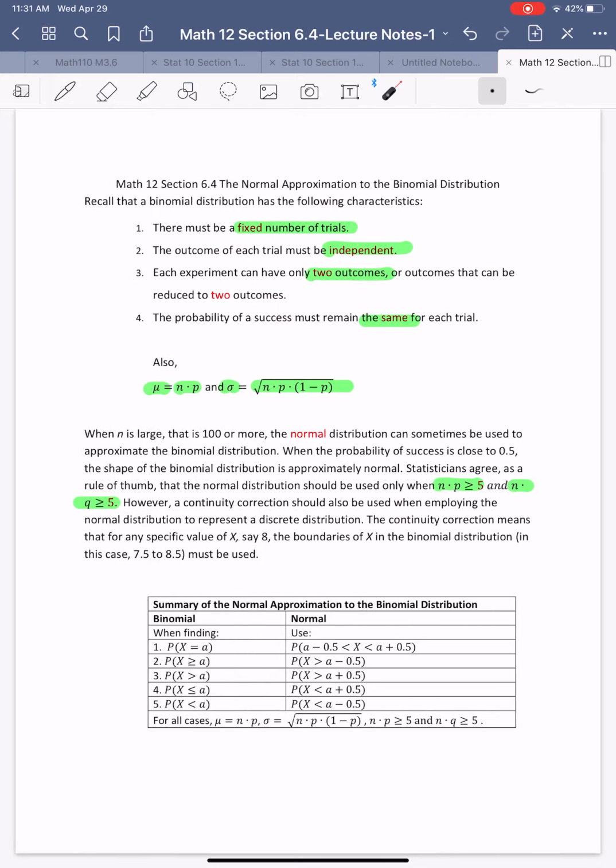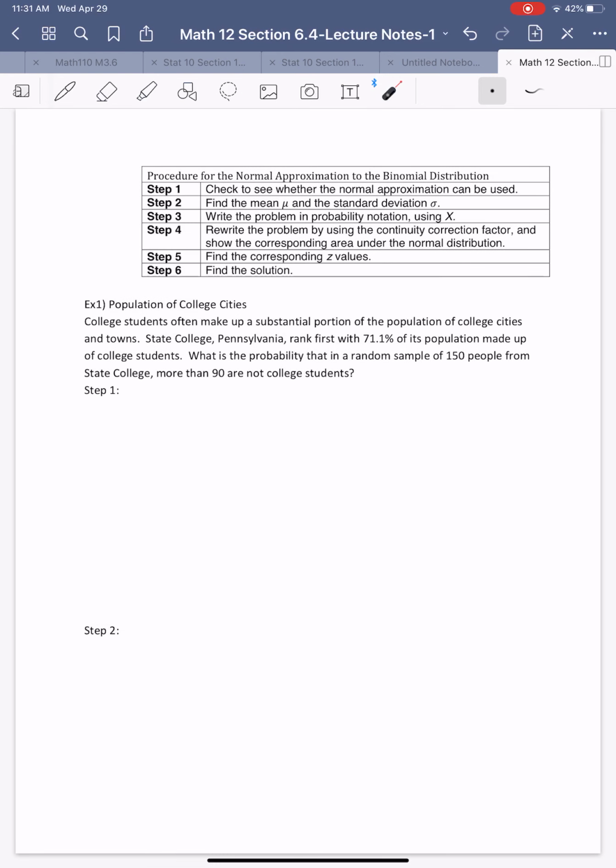Okay, let's look at the next page. The procedure for the normal approximation to the binomial distribution: number one, check to see whether the normal approximation can be used. Number two, find the mean mu and standard deviation sigma. Number three, write the problem in probability notation using x, like P of x. Step 4, rewrite the problem using the continuity correction factor and show the corresponding area under the normal distribution. Step 5, find the corresponding z values using the z table. And step 6, find the solution.